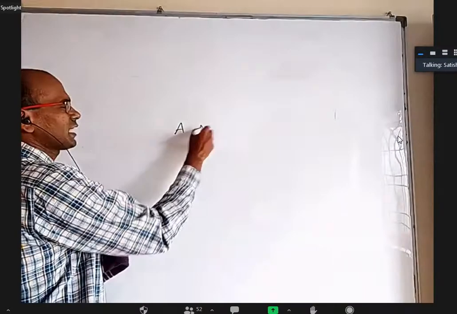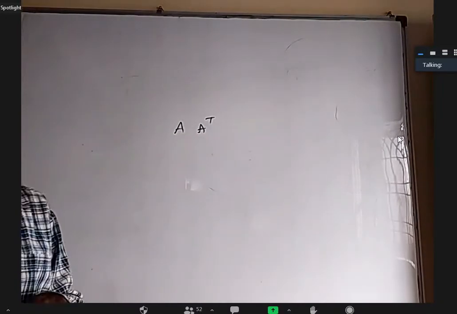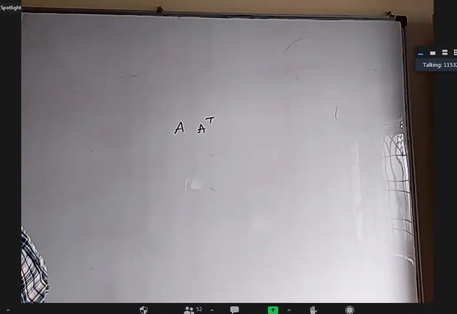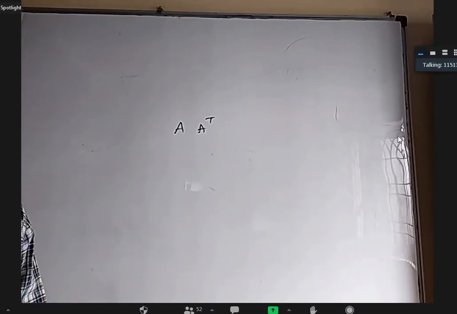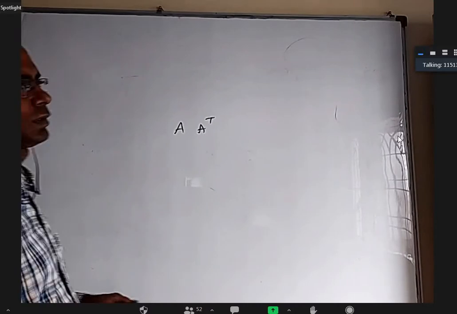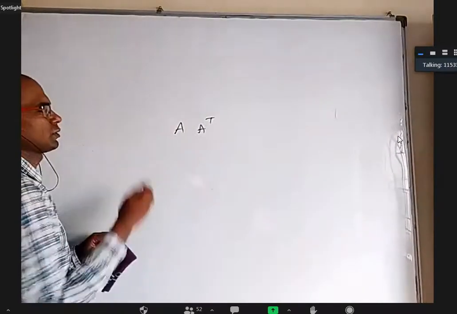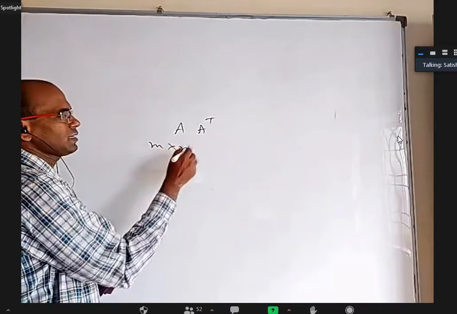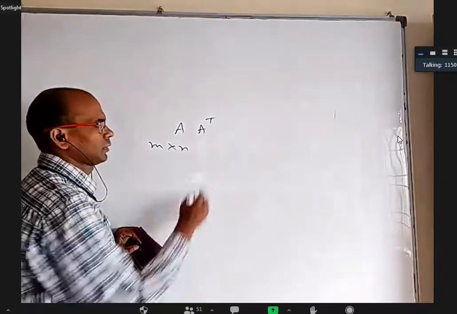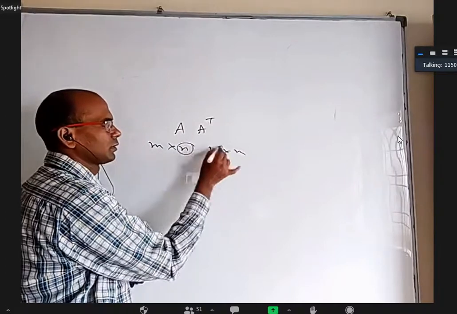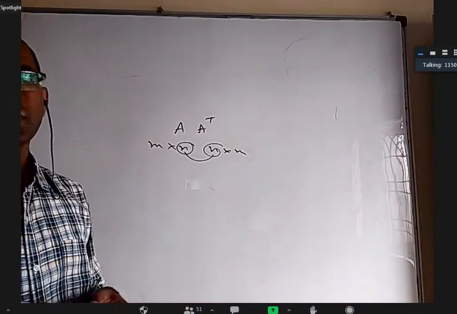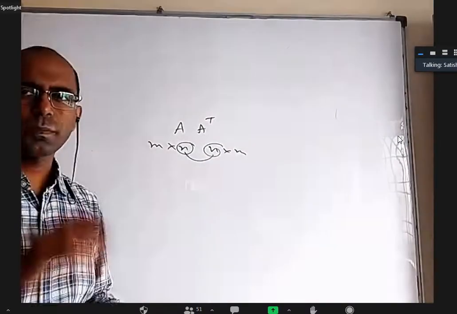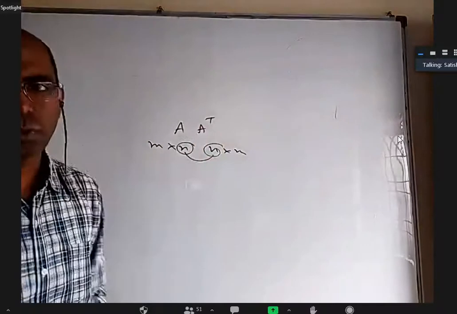Now, is it possible to multiply A and A transpose? Can I multiply them only if they're square matrices? Or can I always multiply? If A is M by N, what is the order of A transpose? It will be N by M. So the number of columns here and the number of rows here match every time. So A need not be a square matrix. A can be any matrix, and A into A transpose is possible.